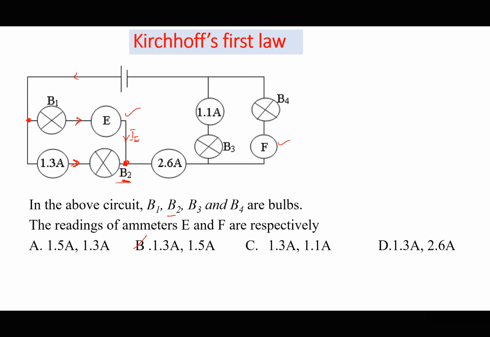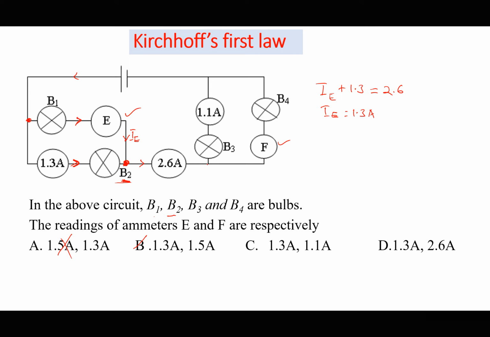So at this junction here, the current I, the reading of E plus 1.3, those are entering the junction, should give us whatever is leaving the junction, which is 2.6. So it means the current into E is going to be 2.6 minus 1.3, which is 1.3 amperes. So E should be 1.3 amperes. So this is wrong.